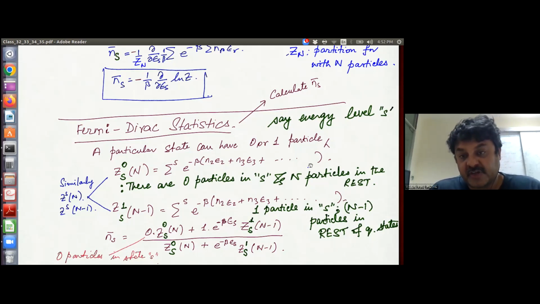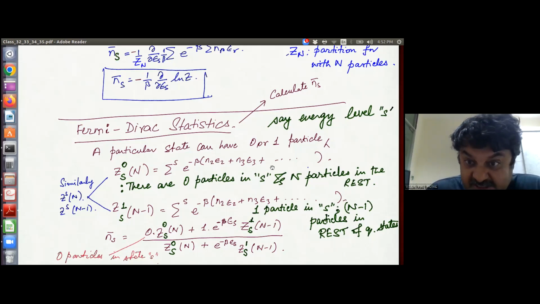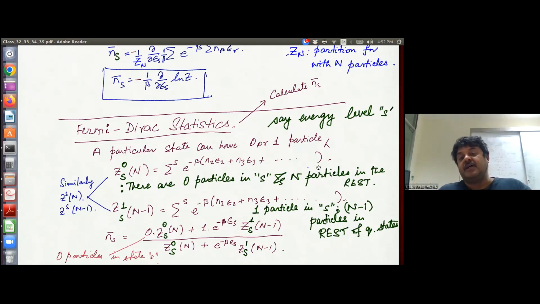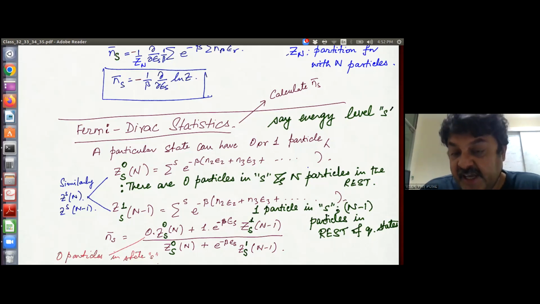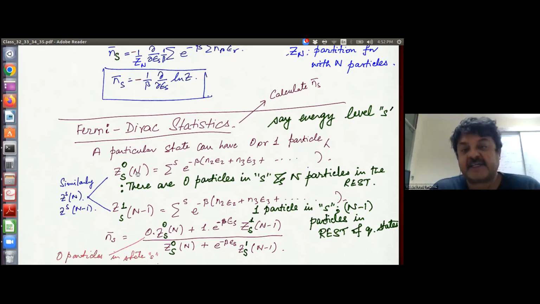And of course, higher levels, and the combination of these 0s and 1s, the values of N2, N3, N4, N5, and so on, the sum of all these numbers has to be equal to capital N. So the total number of particles is N. So the sum of all those microstates would be Zs0.